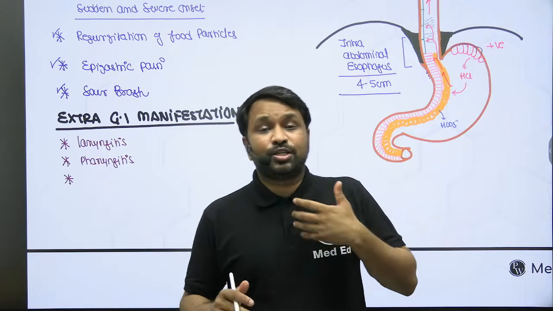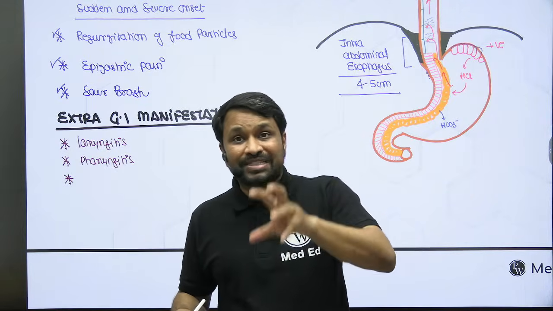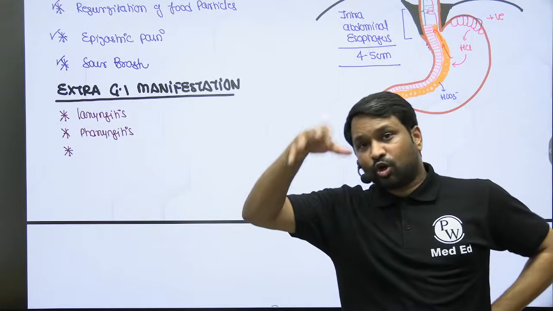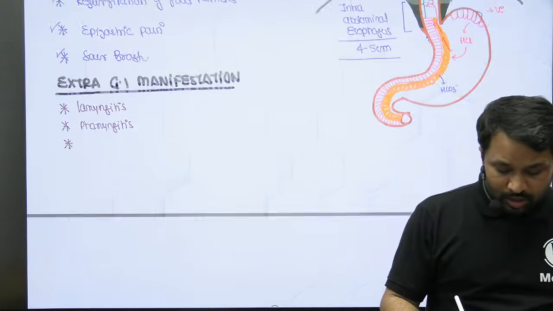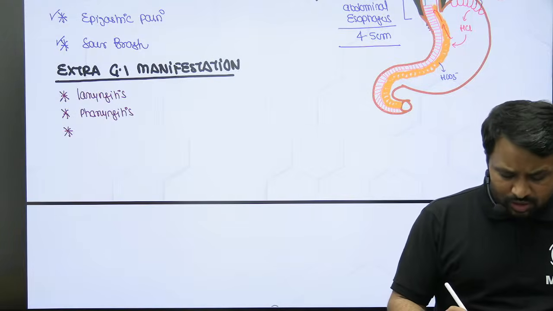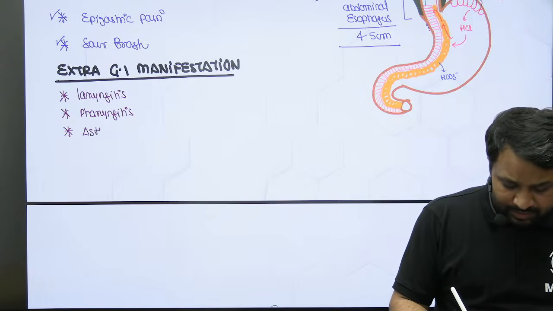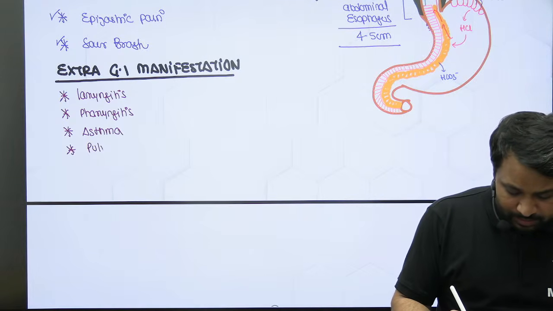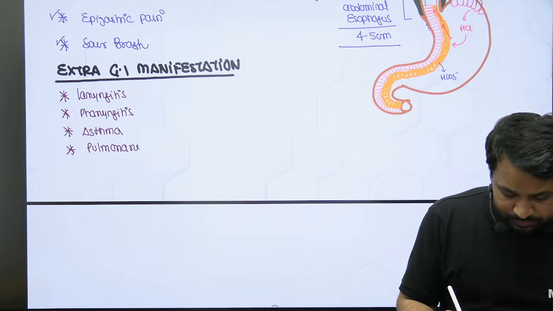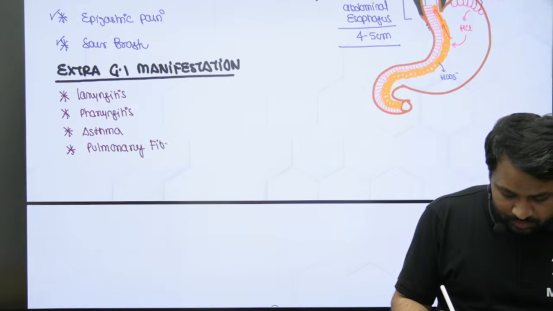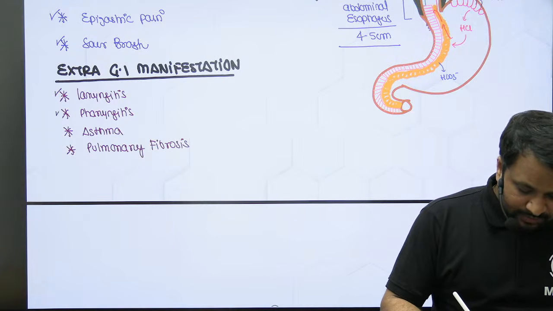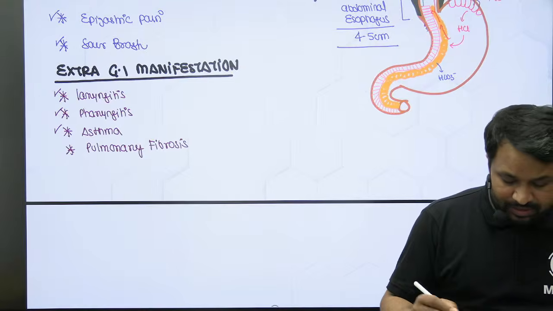When it goes, it is going to cause tracheal irritation, and that will cause damage in the trachea, and then the content goes into your smaller airways, that is your alveoli and all, that is going to result in asthma-like features. Now, damage of the lungs will also be associated with pulmonary fibrosis. So this is associated with laryngitis, pharyngitis, asthma, pulmonary fibrosis.